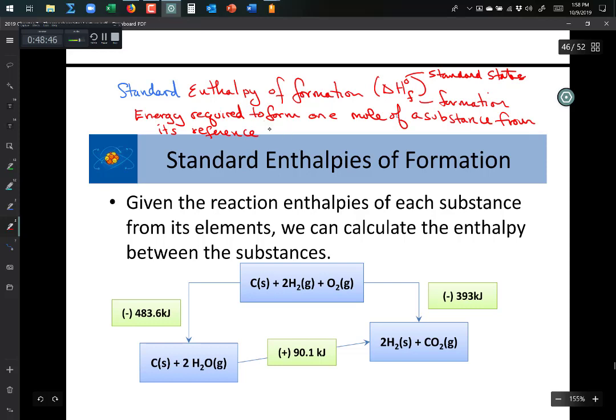Now I have to explain a couple of words in there. So basically, in general, it's how much energy it takes to make 1 mole. Now the reference forms are typically the elements in their pure state. It's the amount of energy it takes to form substances from the elements in their pure states. Now it's a little more technical than that, and I'll talk about that in a second.